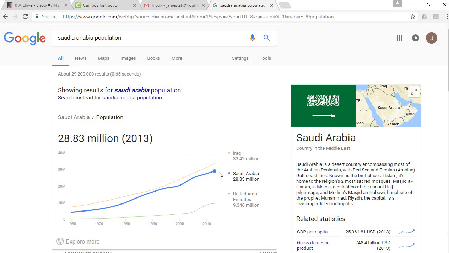So currently the population of Saudi Arabia as of today is 28.83 million. Between these two years, the one before was 28.29, so 28.83 minus 28.29. All right, so it's growing by 1.9% per year.